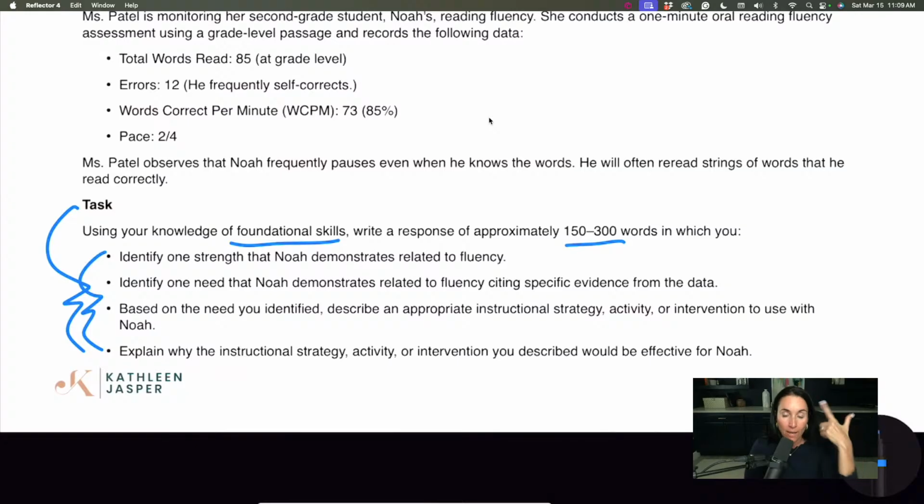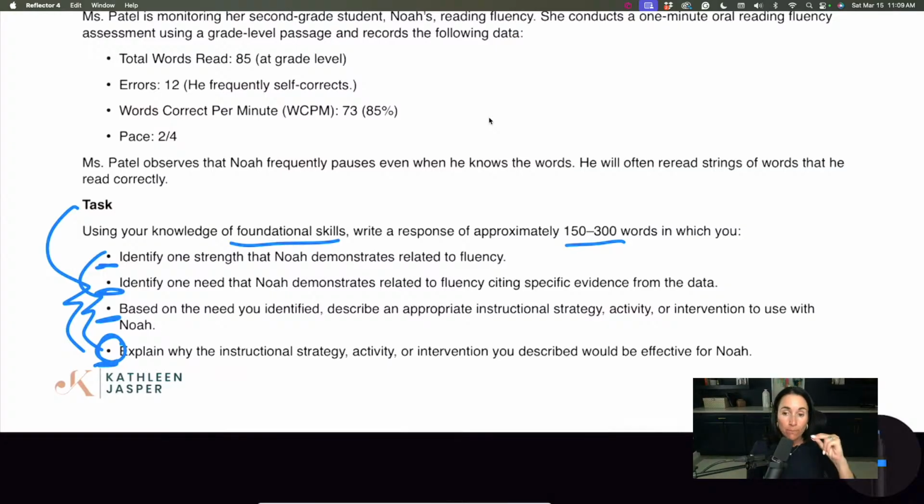Identify a strength, identify a need, also called a weakness, but they use strengths-based vocabulary. So identify a strength, identify a need based on the data, and then based on the need you identified, a strategy, and then why you used it, why it would be good. This is just a rationale. So we have 4 bullets: strength, weakness, based on the weakness, what would you do? What strategy? And then why does that strategy work? That's all you have to do.